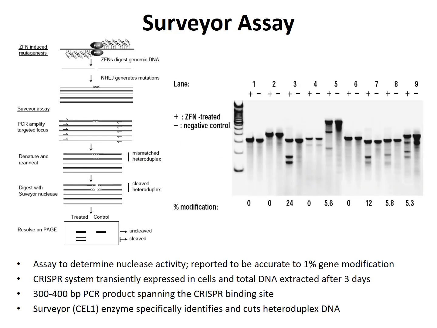One of the first assays developed as a universal method to do this was developed by a group at a company called Sangamo. It's called the Surveyor Assay. It's also known as the T7E1 assay or the Cell1 assay. I'll just run you through the basics of this assay.